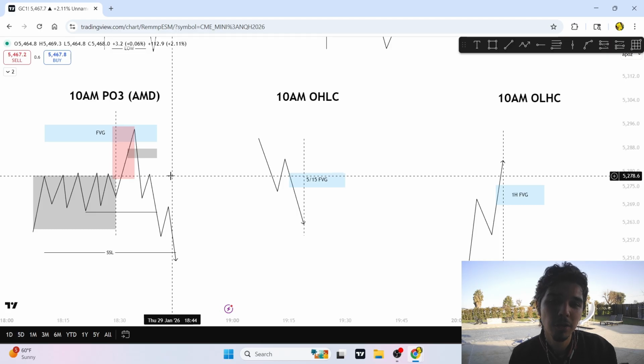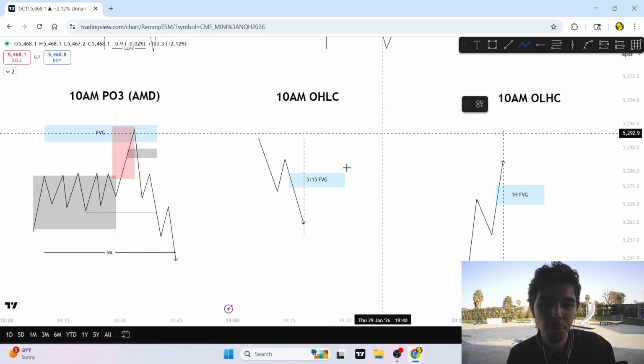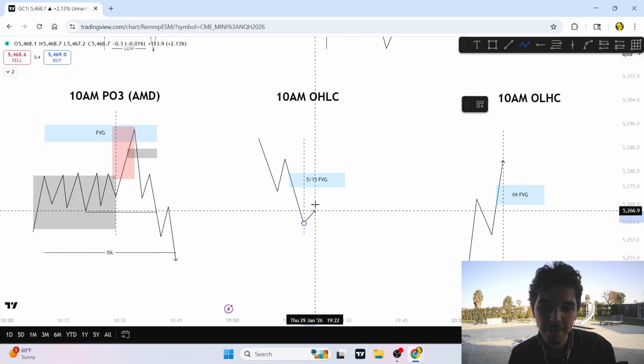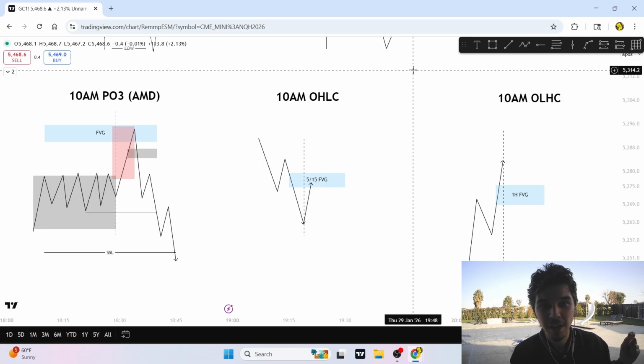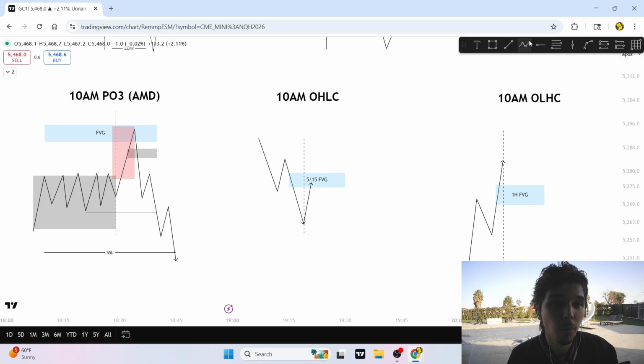Well, what can we look for? We can just look for a basic continuation model. So what do I want to see? If 10 a.m. is going to open, I would like to see 10 a.m. open high into this 5 or 15 minute gap, a condition. If you guys don't know what a condition is, I have an entire video on that. I'll leave the link in the description when I'm uploading this video.